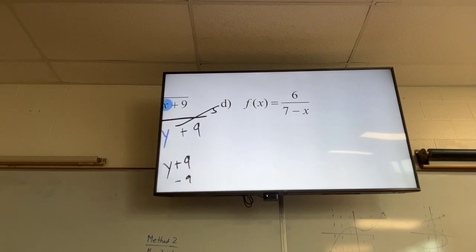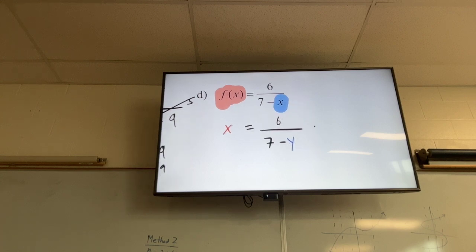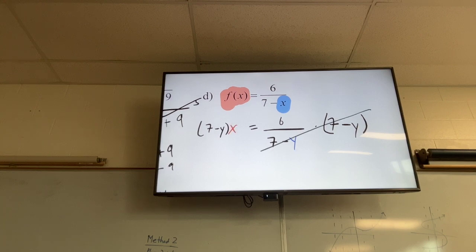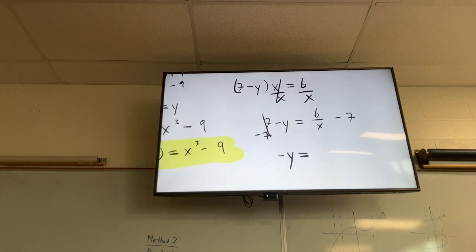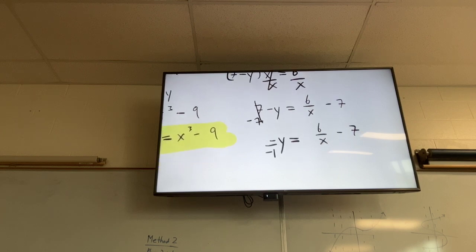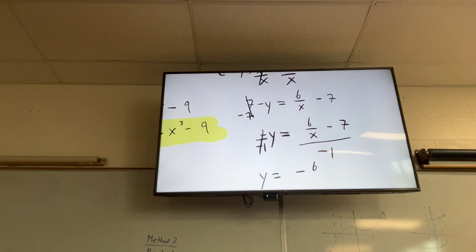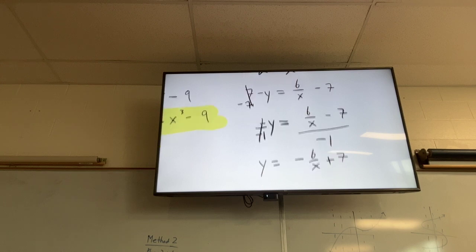D, right? Everywhere I see an f of x, I want to change that to an x. Everywhere I see an x, I want to change that to a y. And solve for y. So multiply both sides by 7 minus y. Multiply both sides by x. And subtract 7 from both sides. Divide both sides by -1. And instead of y, we want f inverse.